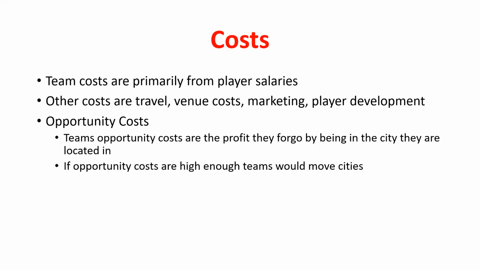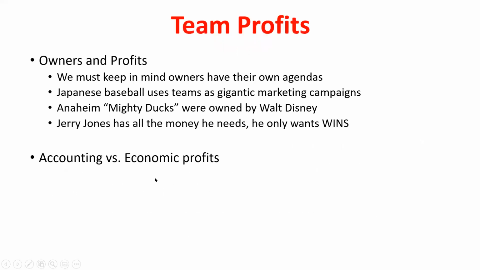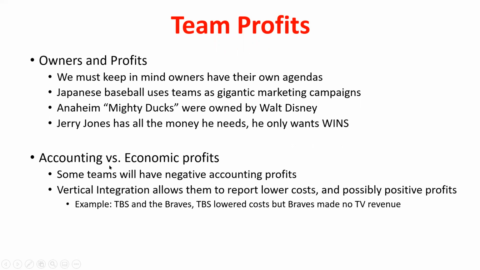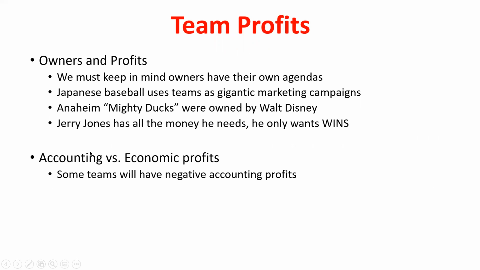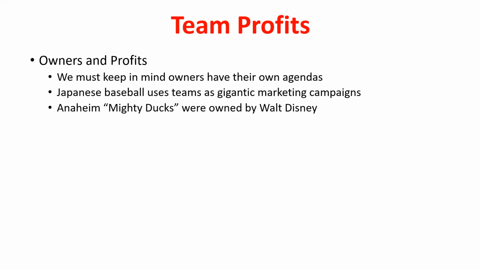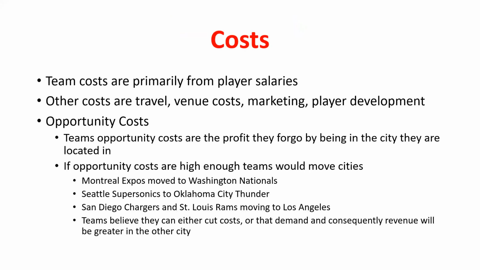So if we factor in this opportunity cost, we're thinking about accounting versus economic profits, right? So the economic profits by staying in St. Louis actually could have been negative, because there were huge profits they were foregoing by staying in St. Louis.